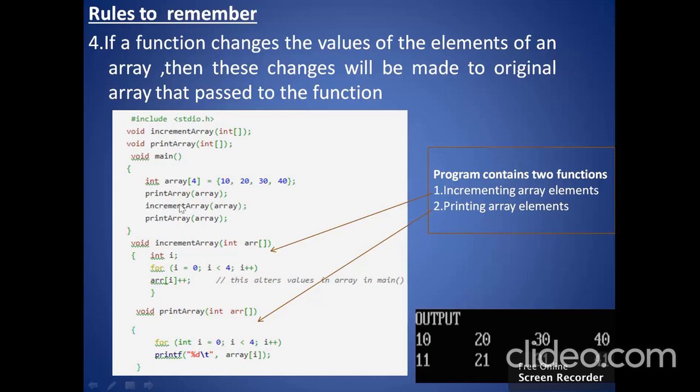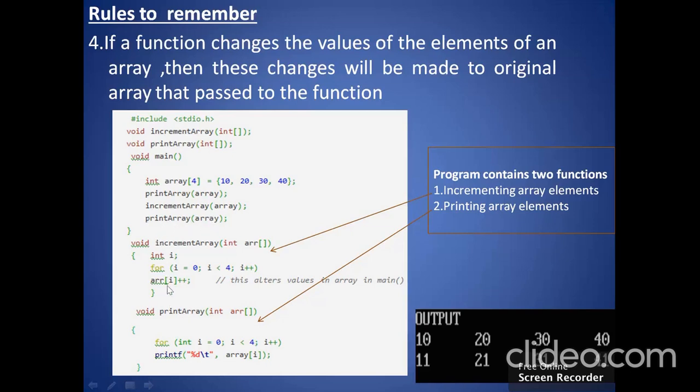The next statement of the main program is to call the increment array. So this is the function call of the increment array. Then the control comes to the increment array function. Inside this function, every element in the array will be incremented by a value of 1. Then the control comes to the main program.